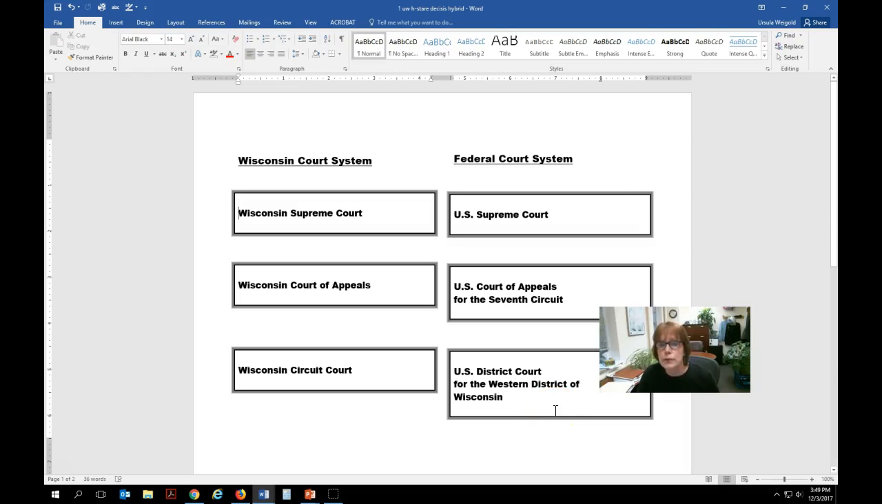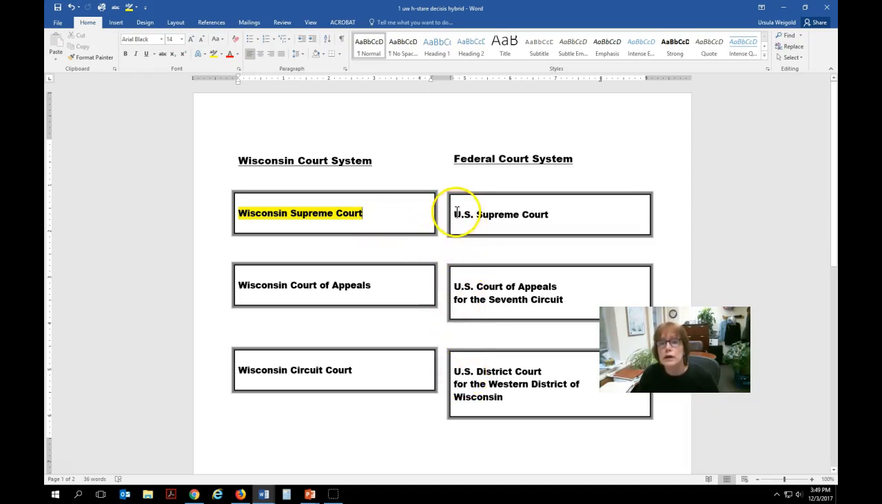So that raises the question about how stare decisis changes, if at all, if you are in this unusual situation. And so not surprisingly, on questions of state law, even though you're in a federal court, the first court to which that federal judge will look is the Wisconsin Supreme Court. So that's going to be the most binding authoritative source on questions of state law.